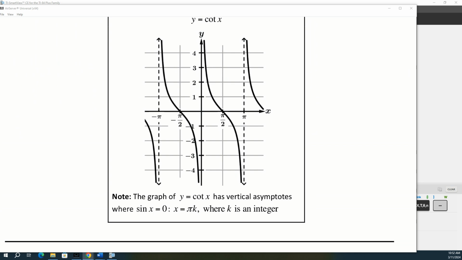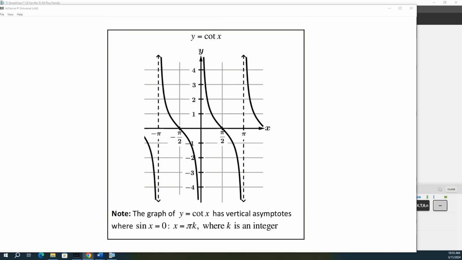Right. And then there's cotangent. The distance between the vertical asymptotes is also pi. Right. Cotangent is going to be a sad graph. It's falling always. But a negative cotangent does end up being happy.